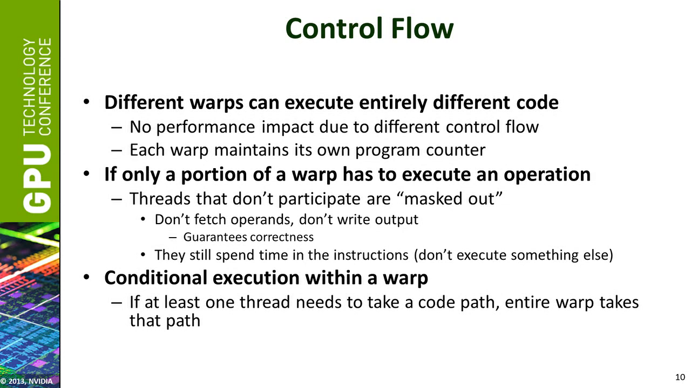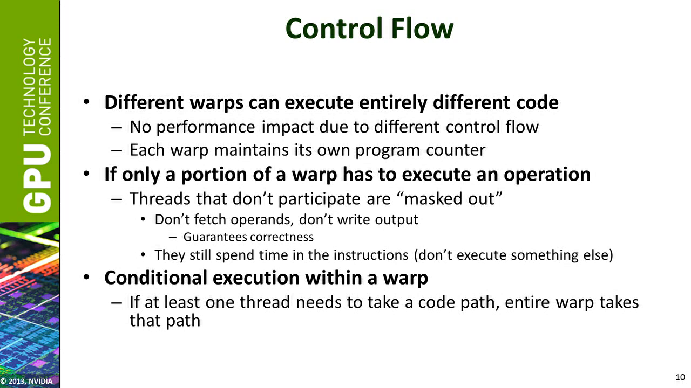Now, to follow up on your question from the previous slide, what happens when only a portion of the threads in a warp have to execute that instruction? Perhaps they were masked out by hardware because it had to launch a discrete number of warps, so some threads were not really being used. Or you have an if statement in your code that says, if this is true, execute, otherwise don't execute that portion of the code, and some threads don't pass the test.